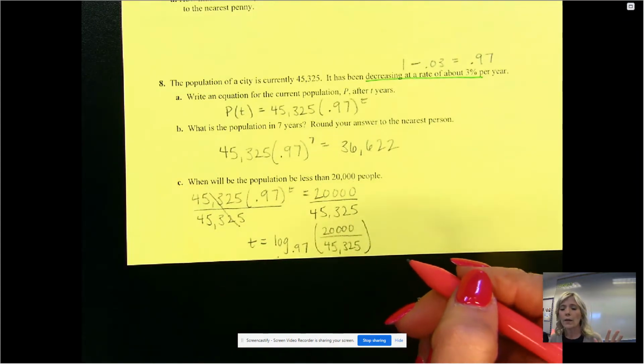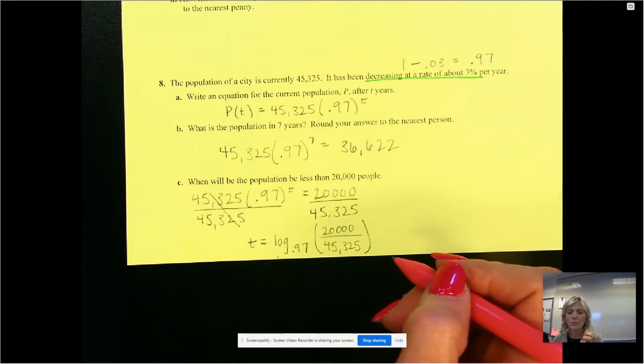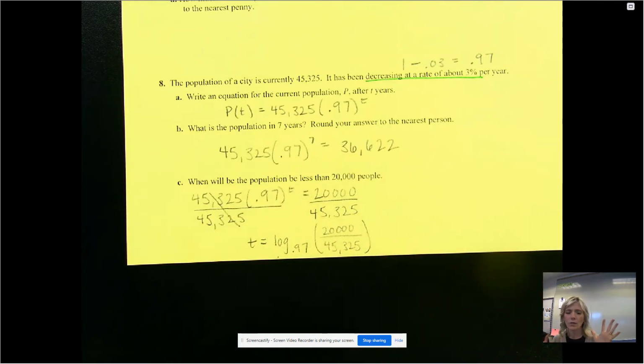Now, if you divided this and rounded, it's totally fine. You can totally do that. Just your answer might be a tiny bit different than mine at the end, but as long as you have the work shown to support it, it's not a problem.